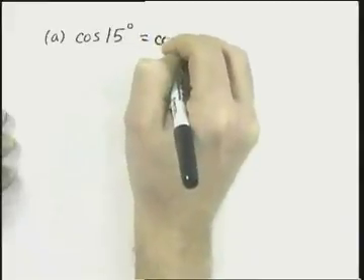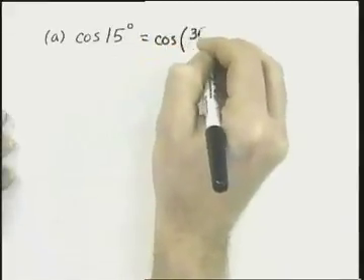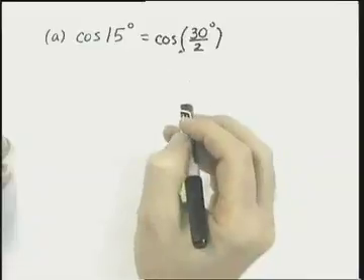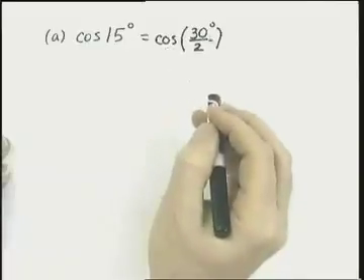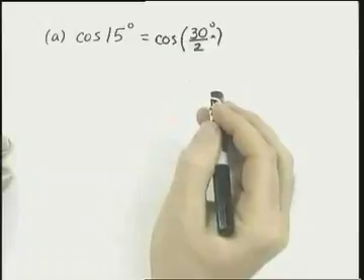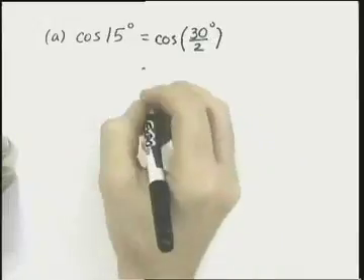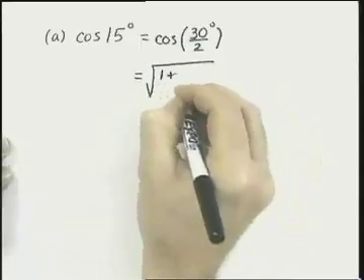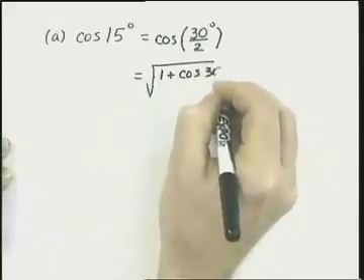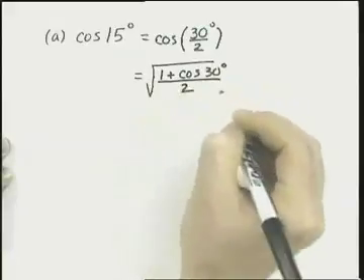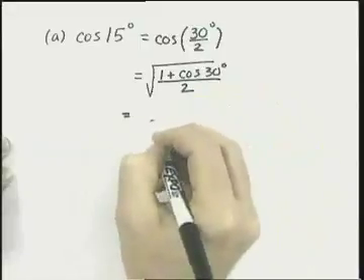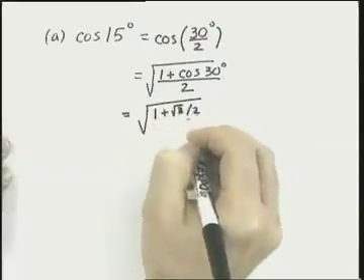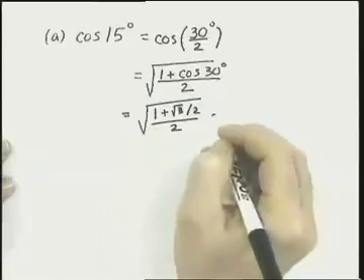We should immediately recognize that the cosine of 15 degrees is the same as the cosine of 30 degrees over 2. So what I have here is the cosine of alpha over 2, where alpha is 30 degrees. Because the angle 15 degrees is in the first quadrant, I'm going to use the positive square root, and I get 1 plus, remember it's the cosine of alpha, so that's going to be the cosine of 30 degrees over 2. The cosine of 30 degrees, you recall, is square root of 3 over 2, so I have 1 plus the square root of 3 over 2 all over 2.